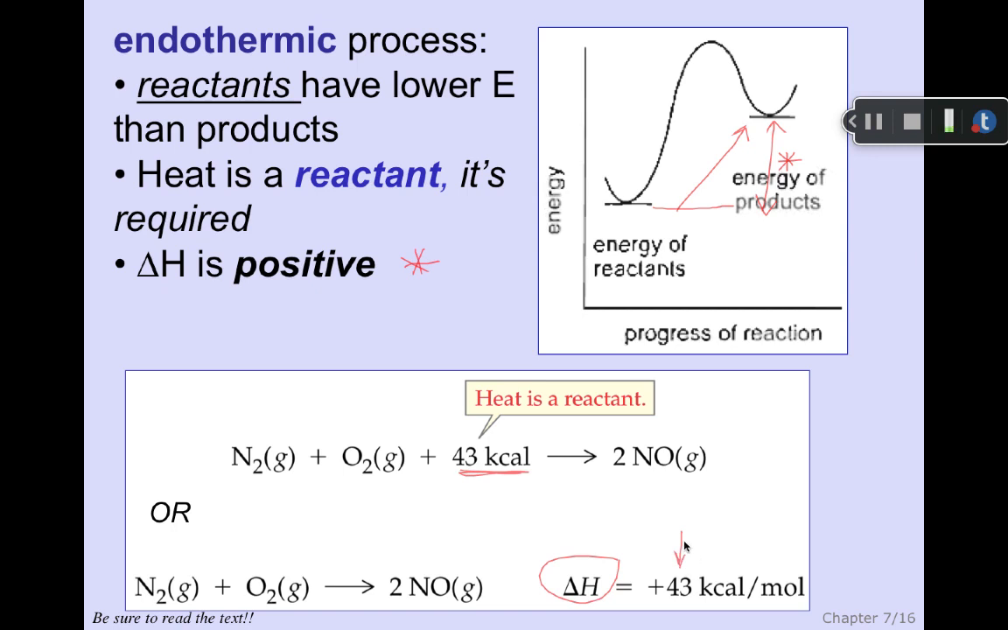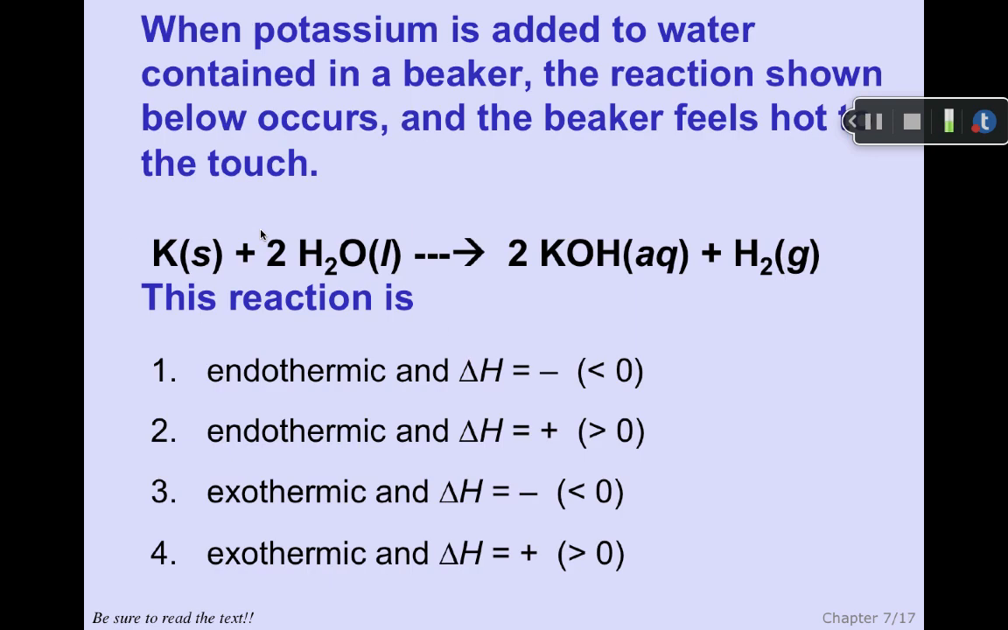But when it is an endothermic process where heat is a reactant, heat is required, then you list it as a positive value for delta H. Two different ways to represent the same idea depending upon how you run into them. All right, so there you have heat as a reactant, or you list it separately and delta H is positive for an endothermic process. Let's think of a specific example.